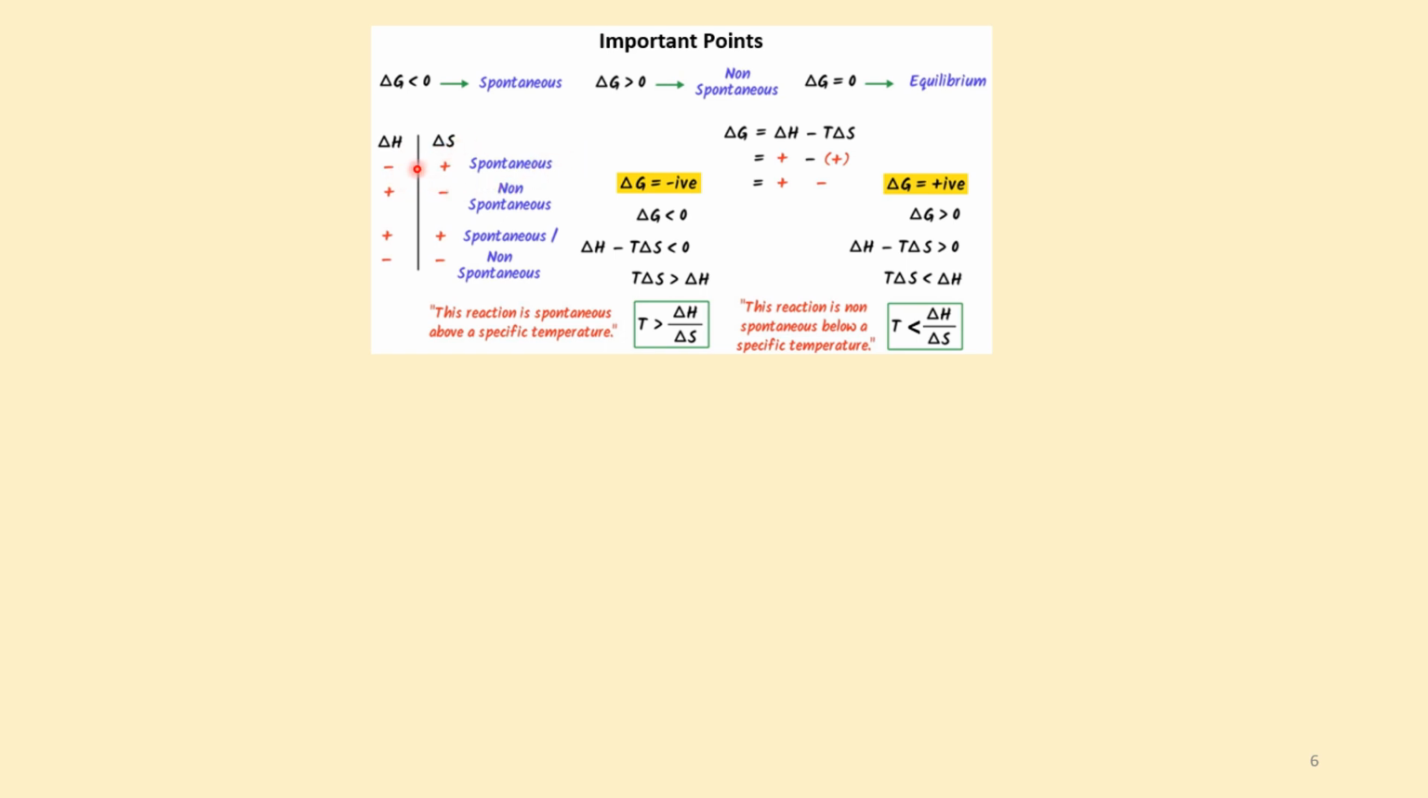If delta H is negative and delta S is positive, then it is spontaneous. If delta H is positive and delta S is negative, non-spontaneous. That is, we substitute the positive and negative values in the equation and conclude from the value of delta G. Another is the relationship with temperature. The reaction is spontaneous if T is greater than delta H by delta S. So the reaction is spontaneous above a specific temperature. The reaction is non-spontaneous below a specific temperature, that is, if T is less than delta H by delta S, then the reaction is non-spontaneous.